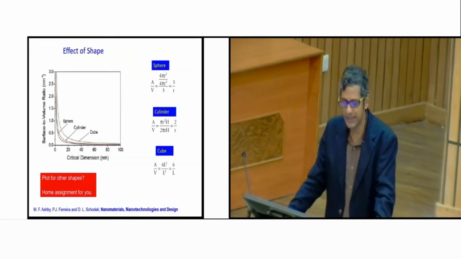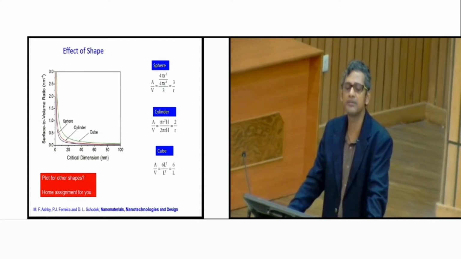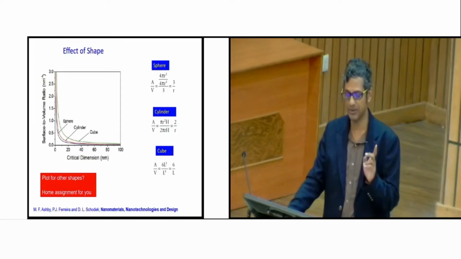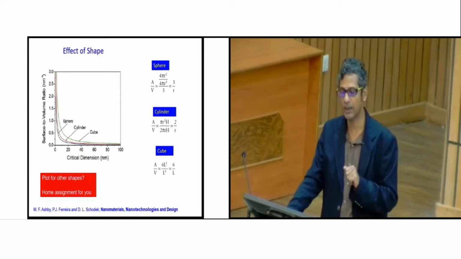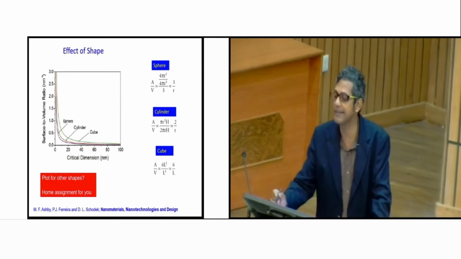Well, you can clearly see, if I plot surface area to volume ratio in nanometer units as a function of critical diameter or critical dimensions in nanometers for three shapes, sphere, cylinder, and cube, let's see how it happens. For a sphere, I have already done it, it is 3 by r or 6 by d, right?